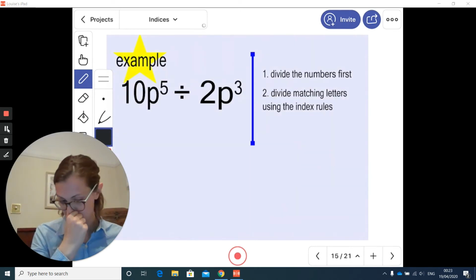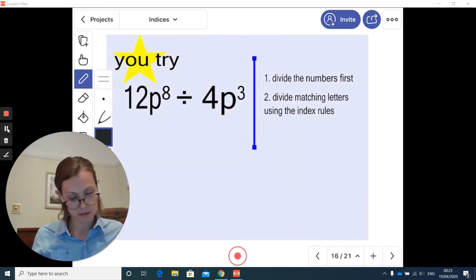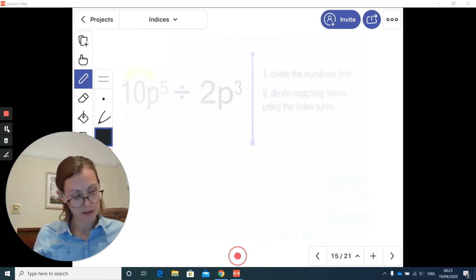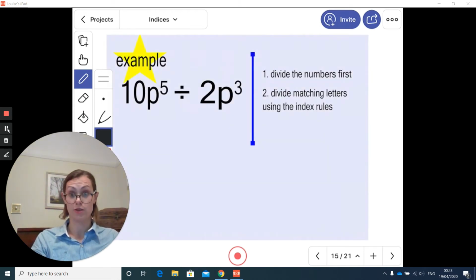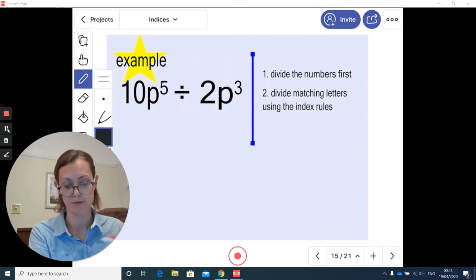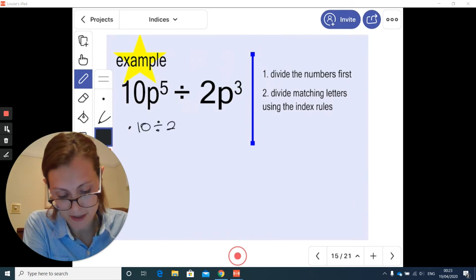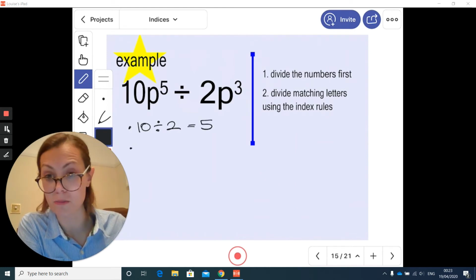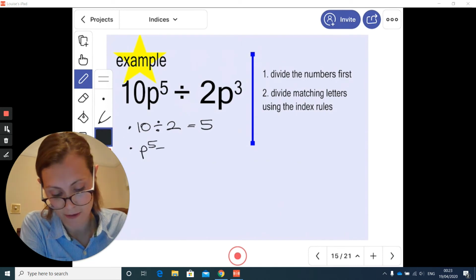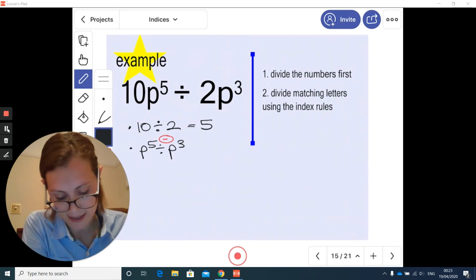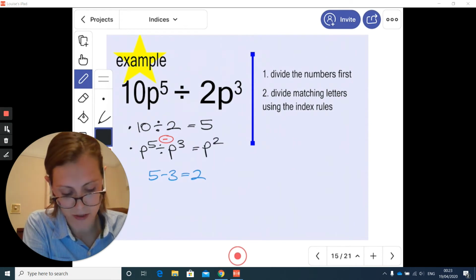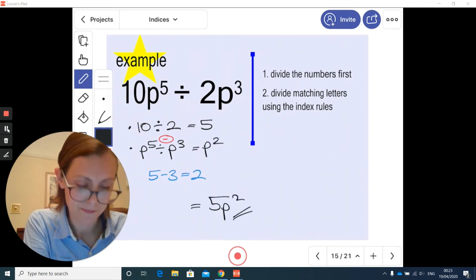So have a go at some questions yourself. And let's have a go at a few more challenging ones, like we were just doing with the multiplication, because it's absolutely no different. So the same rule applies here. I'm going to do the number divided by the number. So this is 10 divided by 2, giving me a 5. And then I'm going to do my algebra. So I've got p to the power 5 divided by p to the power 3. They're being divided, so I write in the subtraction. So subtraction 5 minus 3 is a nice easy one. I should get 2. So this becomes p to the power 2. Final answer, 5p to the power 2.